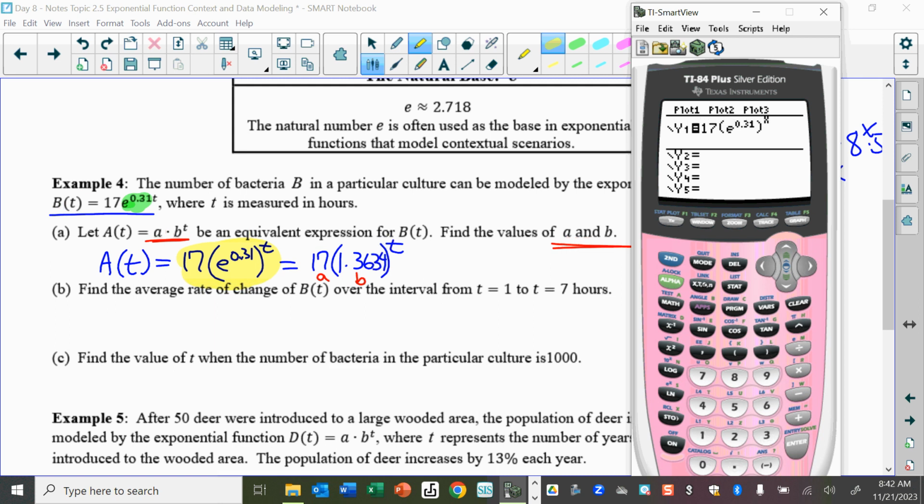I don't know why I did it that way. I should just put the x with the 0.31, but why does it matter? All right, I'm going to use x instead of t.